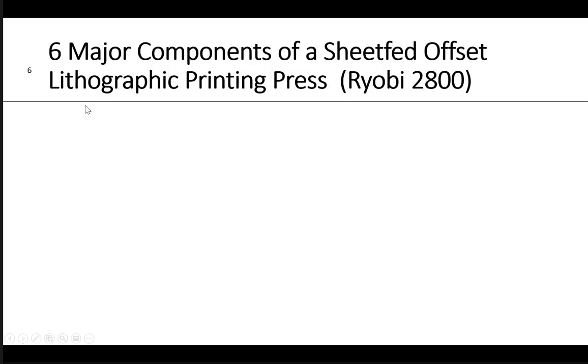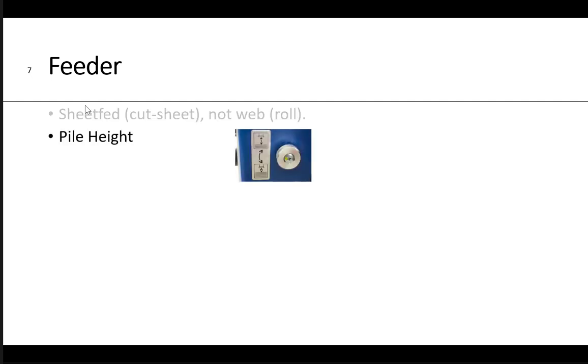So once again, the six major components on a sheet-fed offset lithographic printing press, using the Ryobi 2800 as an example, are the feeder, the registration system, the print unit, the dampening system, the inking system, and the delivery. So the feeder is going to be for sheets of paper, cut sheets. It's a sheet-fed press. It's not a web press or a roll press. And you have to adjust the pile height.